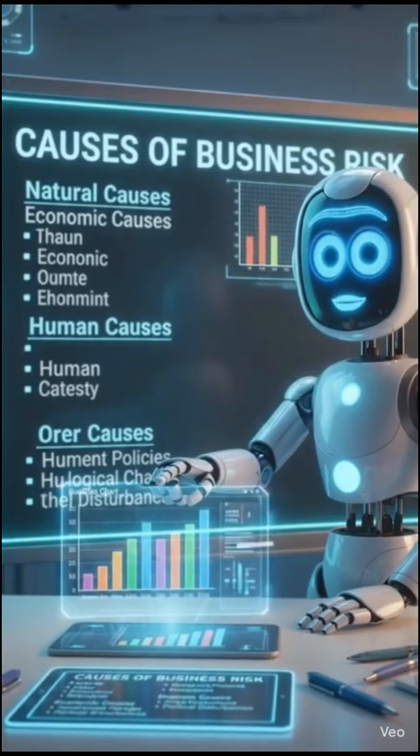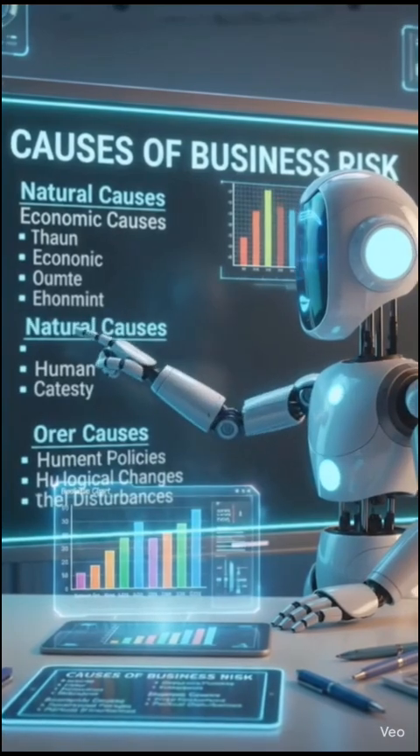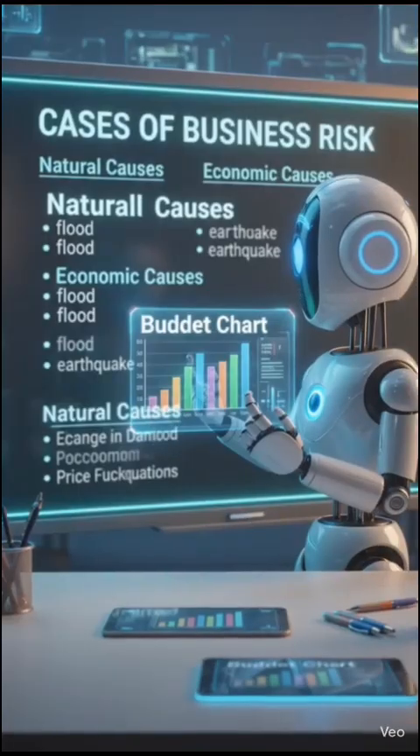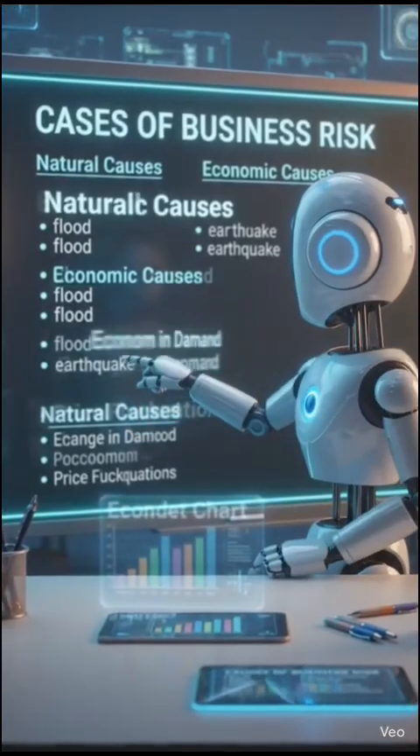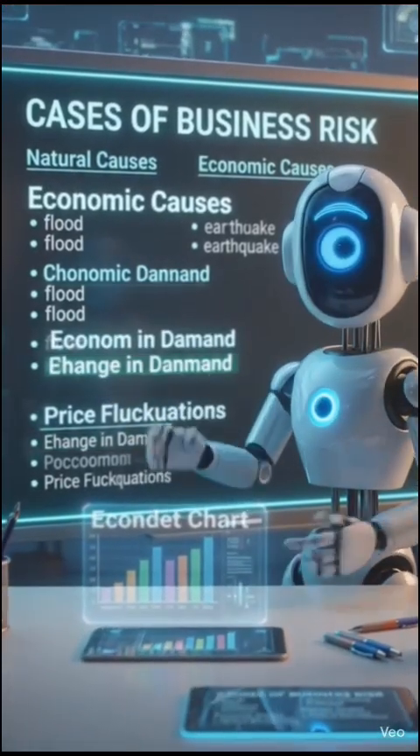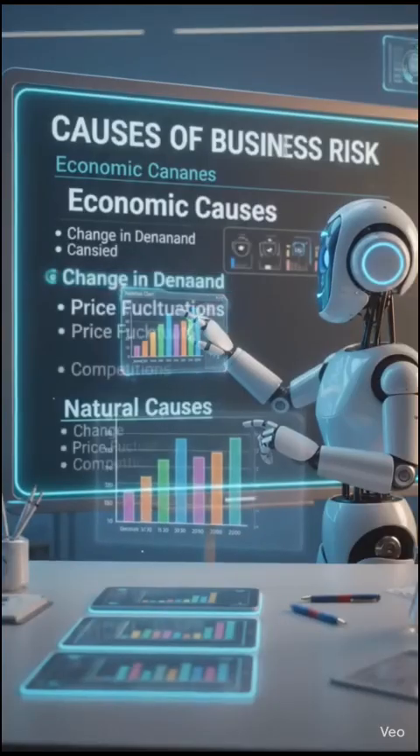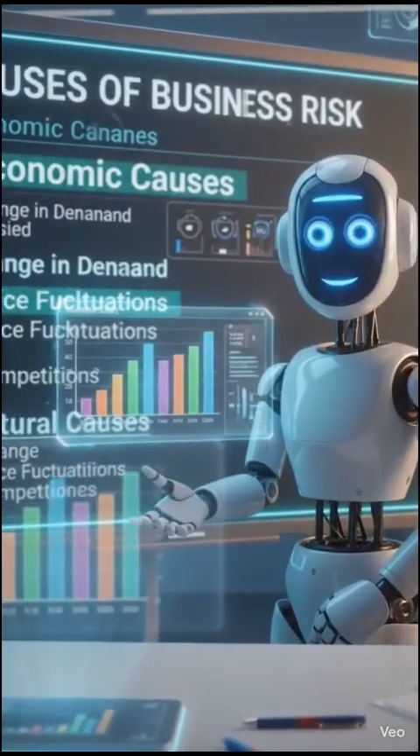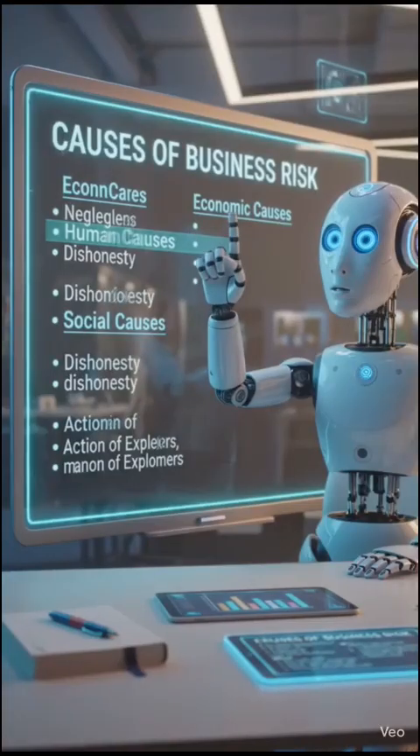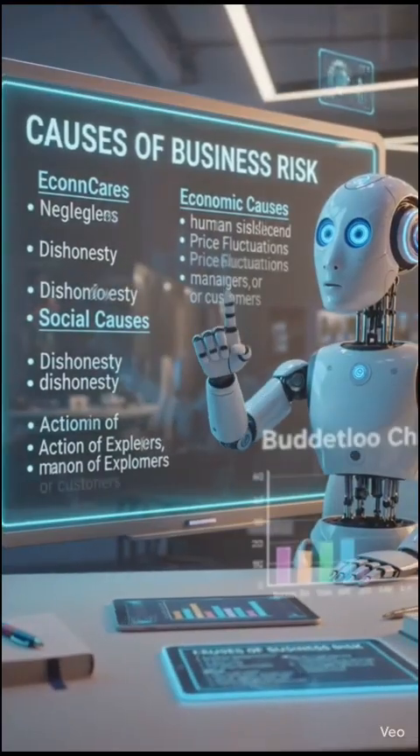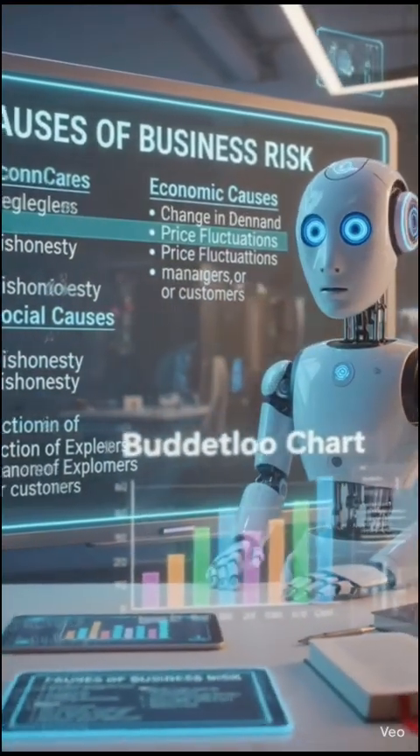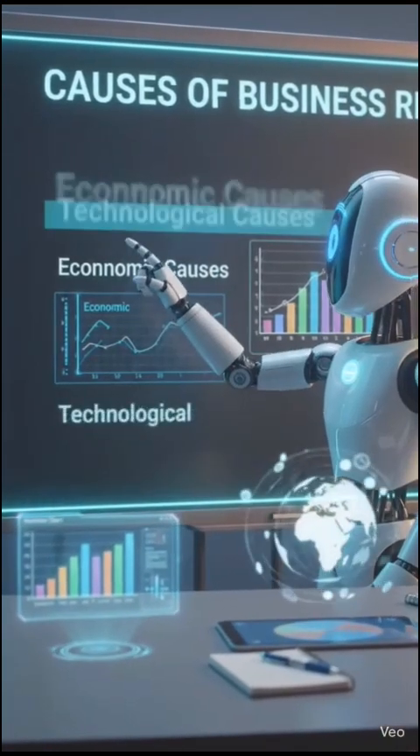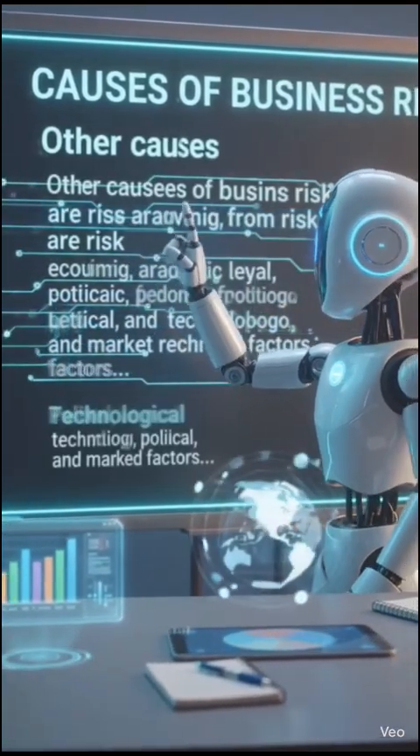There are 4 causes of business risk: natural causes, economic causes, human causes, and other causes. In natural causes, the risk is caused by natural disasters, flood, earthquake, etc. Economic causes of business risk refer to uncertainties associated with market conditions, fluctuating consumer preferences, and financial changes. Human causes of business risk refer to risks that arise due to human mistakes, negligence, dishonesty, or other actions of employees, managers, or customers. Other causes of business risk are risks arising from economic, political, legal, technological, and market-related factors that affect business activities.